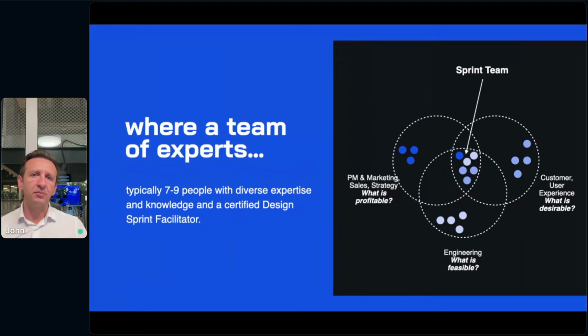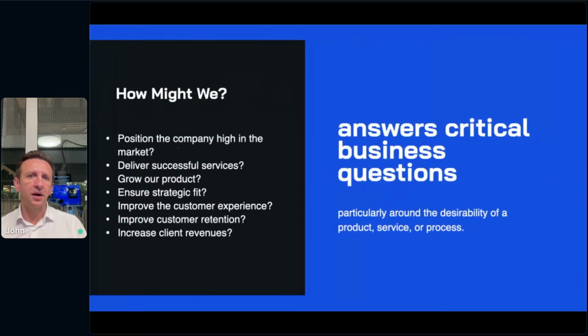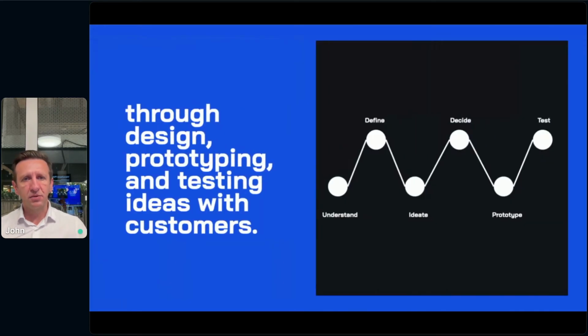And when we talk about problems tackled with design sprints, we talk about critical business questions. You can see some examples here on the left-hand side of the screen. But essentially, they can be around product or services or process. So that's what makes design sprints such a versatile problem-solving process, because you can apply it to a lot of different topics.